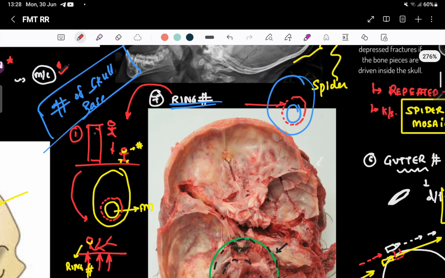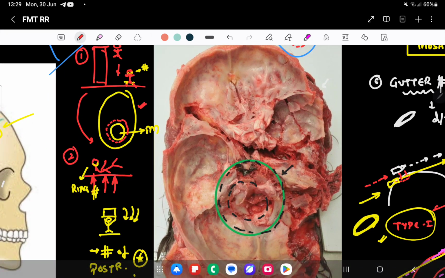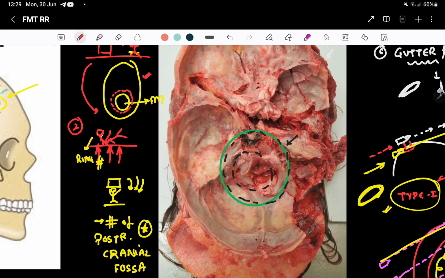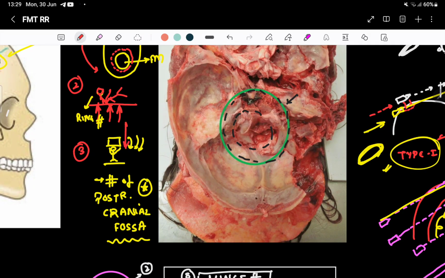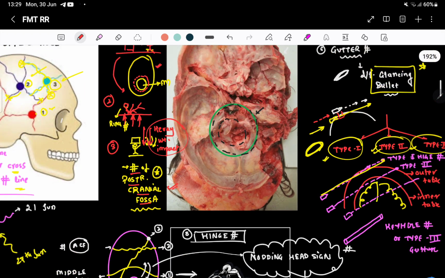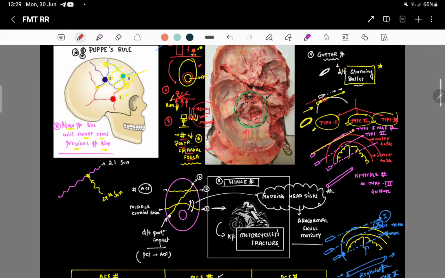Let's say a person falls from height on his legs, then force will be transmitted and base of skull will be fractured. Let's say a person fell on his buttocks, then also force can be transmitted and there will be ring fracture. Let's say there is a heavy weight impact, so there will be fracture of posterior cranial fossa and there will be ring fracture. Okay, this is the ring fracture in green. Understood?